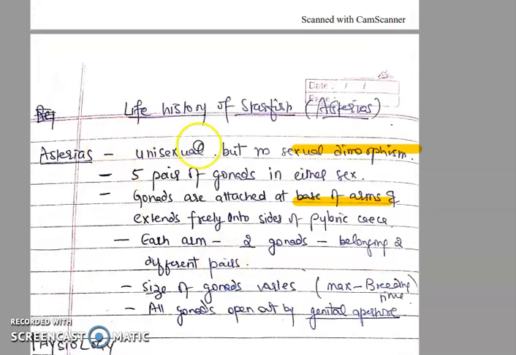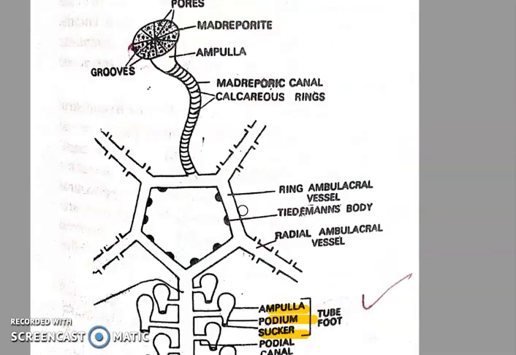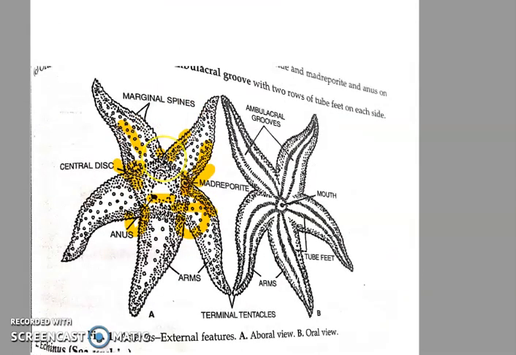After this, we will start with the topic, that is the life history of starfish. Starfish is unisexual, the sexes are separate, male and female starfish are present, but they cannot be distinguished externally, so there is no sexual dimorphism. Five pairs of gonads are present in both sexes, and what is the location of the gonads? Gonads are present over here.